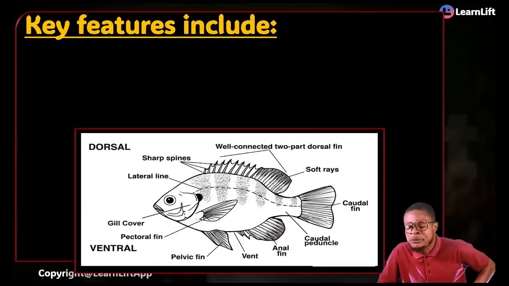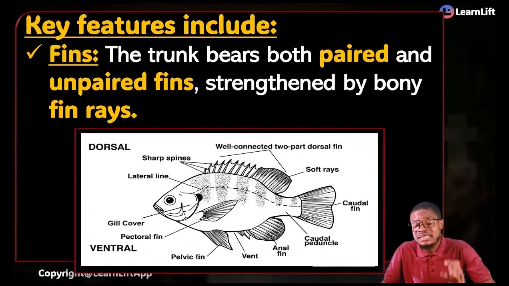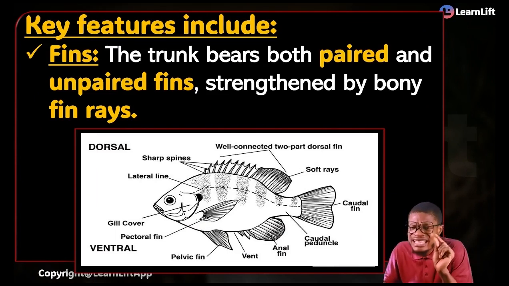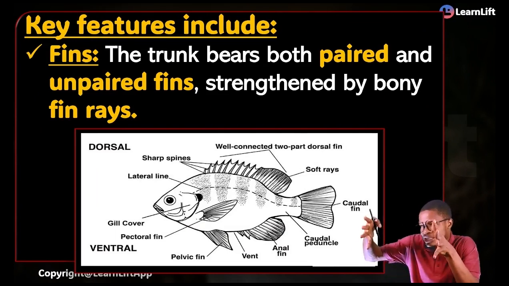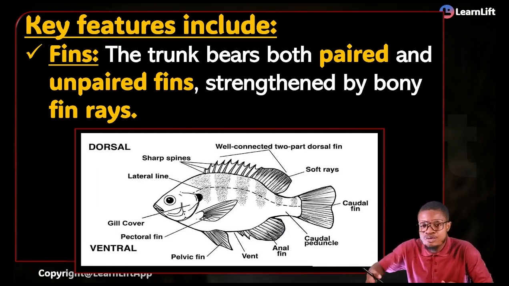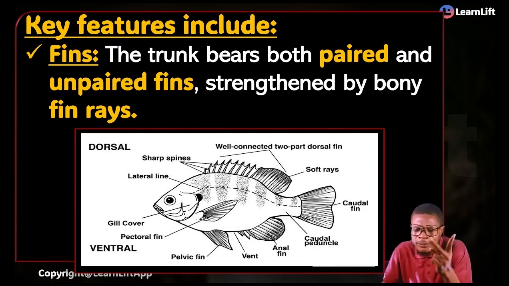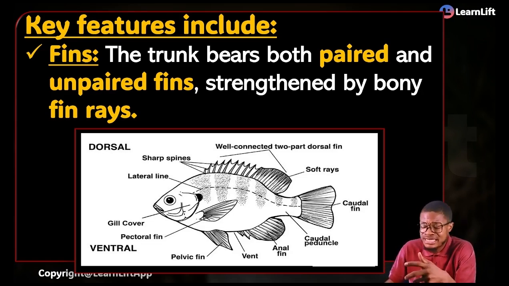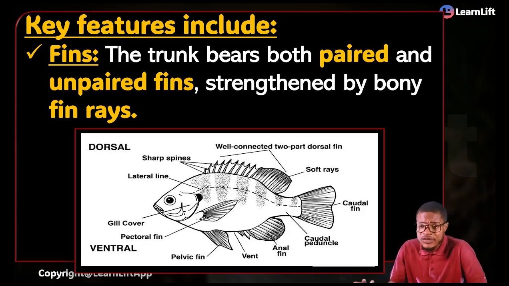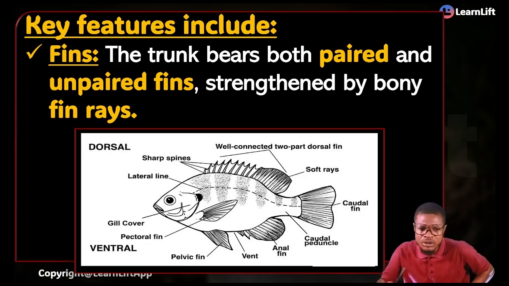Another thing very quickly, number 2, that you should know is the fins. The fins are on the trunk. Because they are on the trunk region, the fins are divided into 2. Number 1 is called the paired fin. Number 2 is called the unpaired fin. They are strengthened by bony fin rays. Some of the fins are bony, and some of them are soft. As we move, you are going to see them.